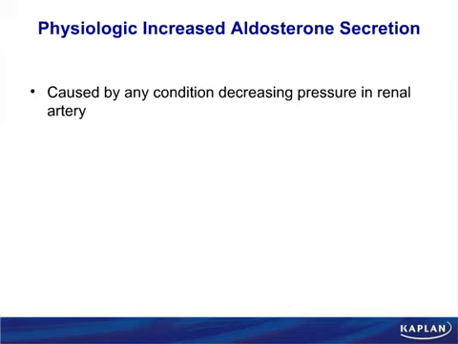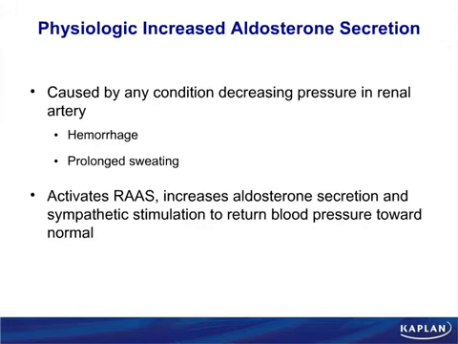The other thing with aldosterone is that it can be caused by any condition that decreases pressure in the renal artery. So aldosterone goes up from anything that lowers blood pressure. It cannot determine the etiology of it. So that means sweating, hemorrhage, dehydration, beer drinking, it's all the same. They'll all increase the renin-angiotensin-aldosterone system to increase aldosterone.